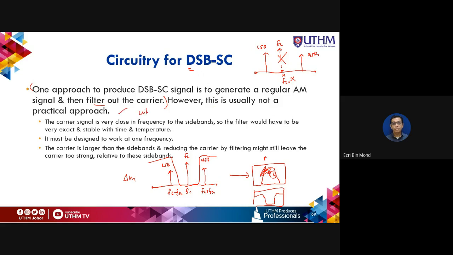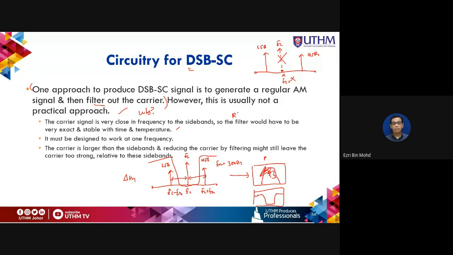Why? Because the carrier signal is very close in frequency to the sideband. For example, here to here is very close. Let's say FM is equal to 300 Hz. So it's very, very close. And so the filter would have to be very exact. The specification of the filter must be very exact, very critical, and stable over time and temperature.